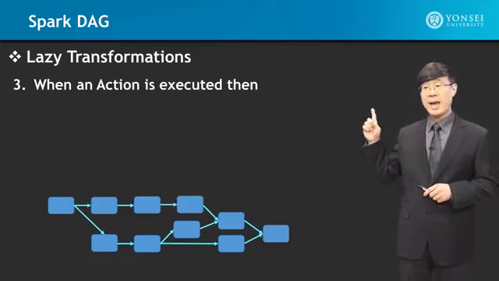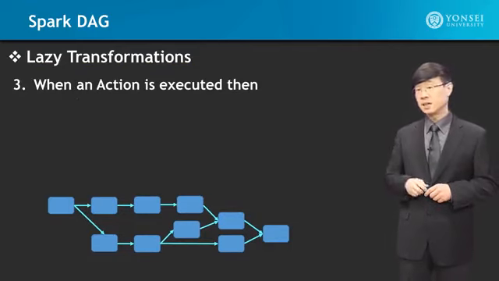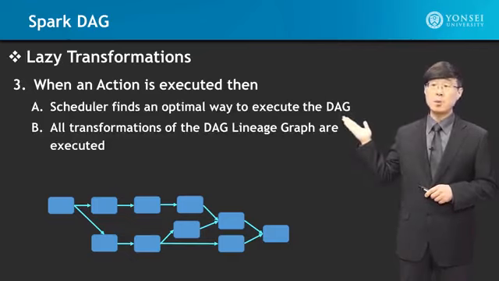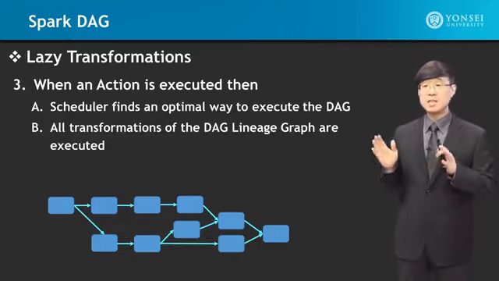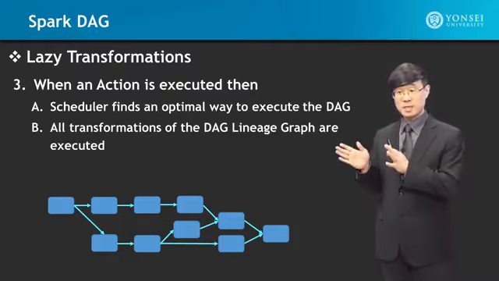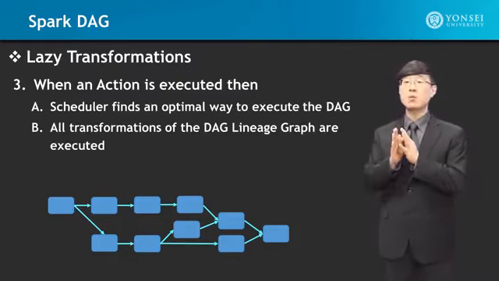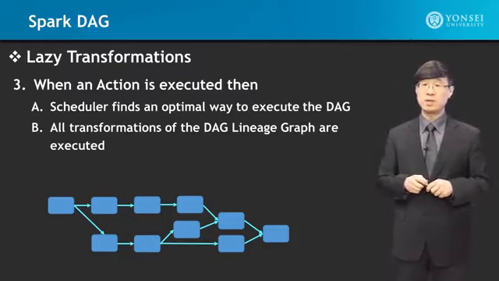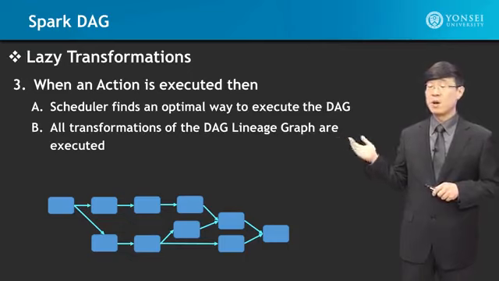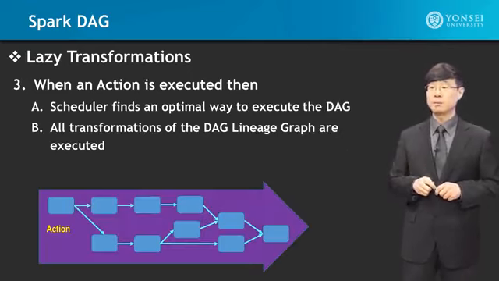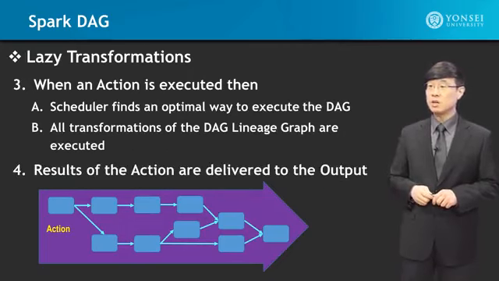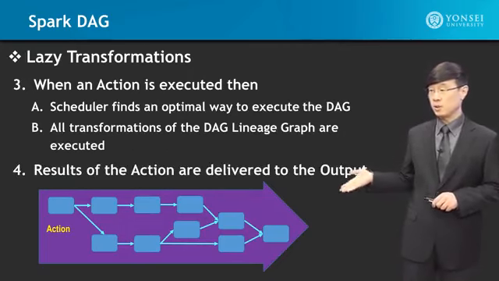Then, when an action is executed, like the collect action itself, the scheduler finds an optimal way to execute the DAG. This is when the operation will be executed. Before the action, everything was looked at and checked in the DAG structure. All transformations of the DAG lineage graph are executed in an optimal way, where the action runs everything together, and the result of the action is delivered to the output.